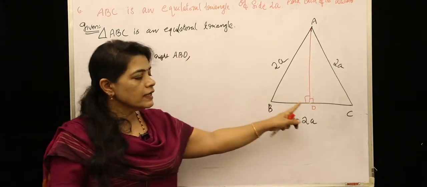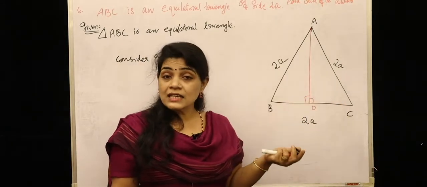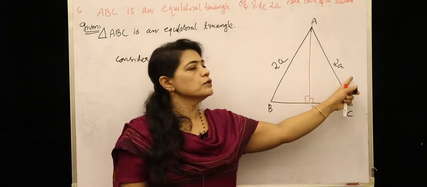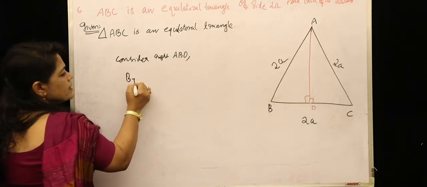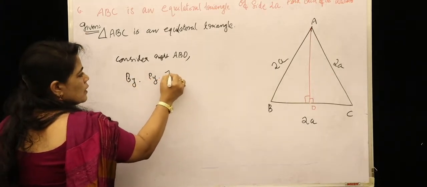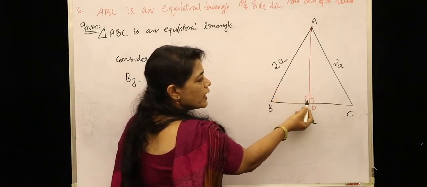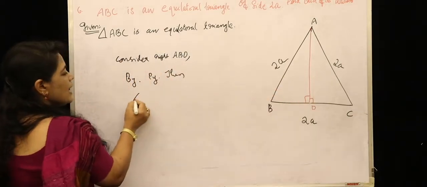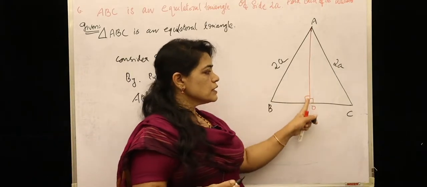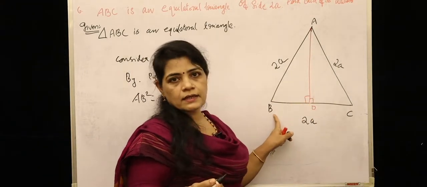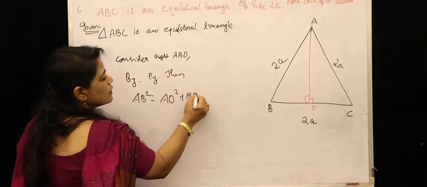So we are given triangle ABC, an equilateral triangle with side equal to 2a. That means, being equilateral, AB equals BC equals AC. By the Pythagoras theorem, you can easily get the answer. What is the square of the hypotenuse? Here the hypotenuse is the side opposite to the 90 degree angle, that is AB square. AB square is equal to the sum of the squares of the other two sides, AD and BD. So AD square plus BD square.